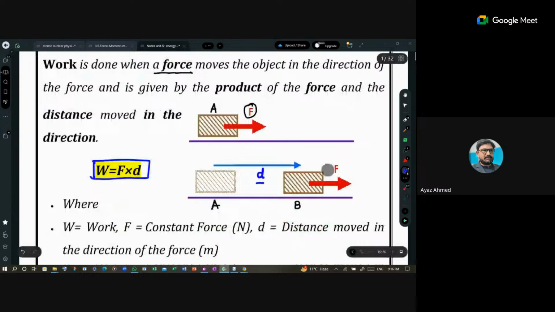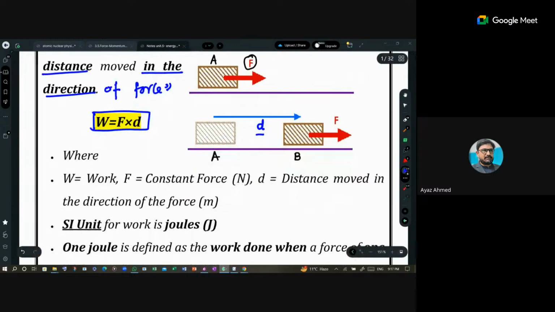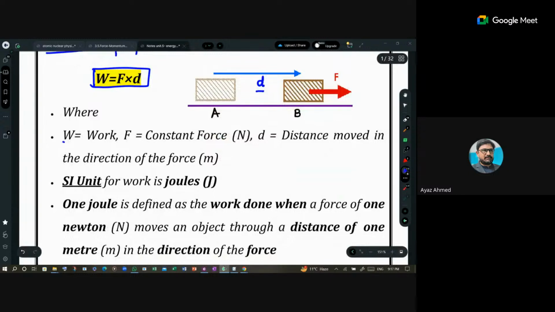So work is basically defined as the product of force and distance moved in the direction of force. You have to remember this definition. It is asked for 1 mark. And then its formula is W = F × d, where W is work, F is the constant force, measured in Newton, and d is the distance moved in the direction of the force in meters.